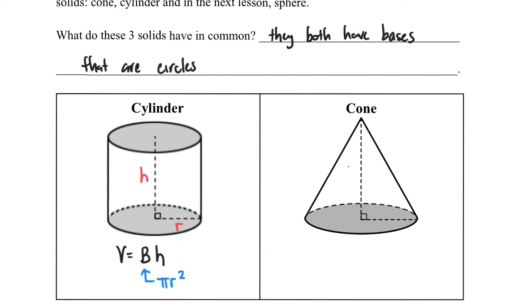It's very similar in a cone. It's actually the exact same thing as the cylinder, except it turns out a cone is 1/3 the volume of an equally sized cylinder. And again, pi r squared is the area of the circle, which is the base.